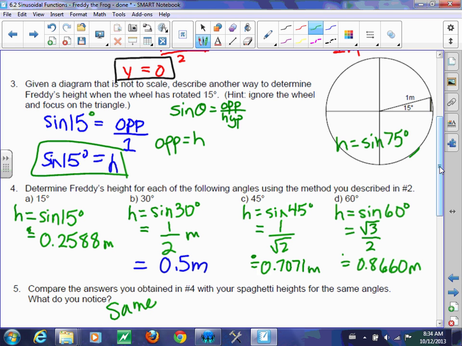Sine of 45 is 1 over root 2. Again, it didn't ask you to leave it as a ratio, so you could just give it as the value. If you were leaving it as the exact value for the ratio, don't forget to rationalize here. So if you were to rationalize, you'd multiply the numerator and the denominator by root 2. And for D, sine of 60, another special triangle. It's root 3 over 2, which gives you those measurements. Compare those heights with your spaghetti strings and see how you did.